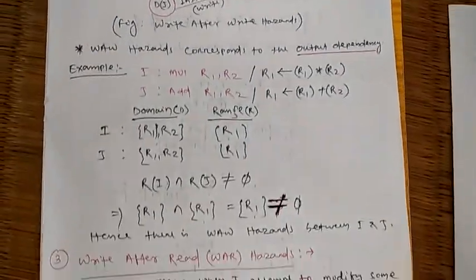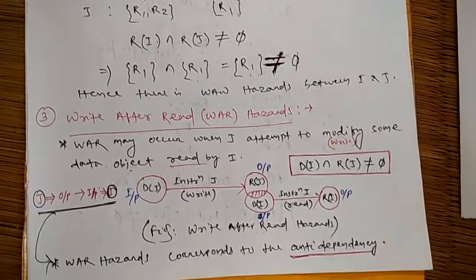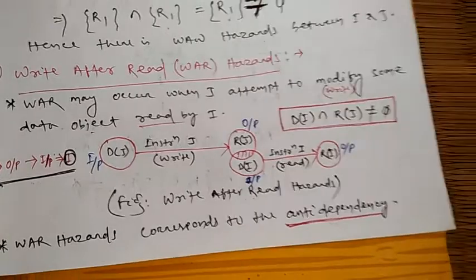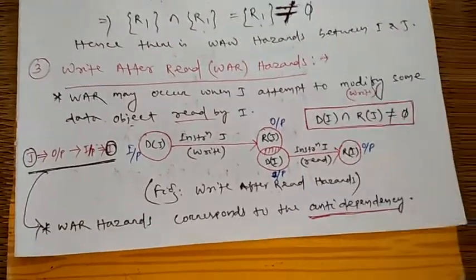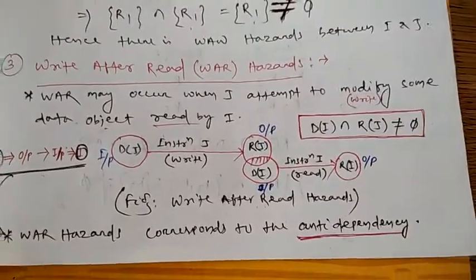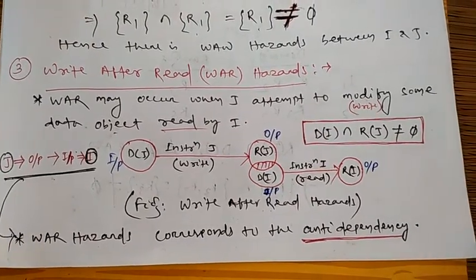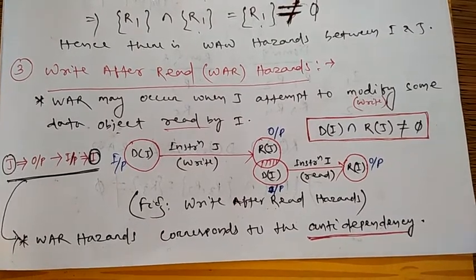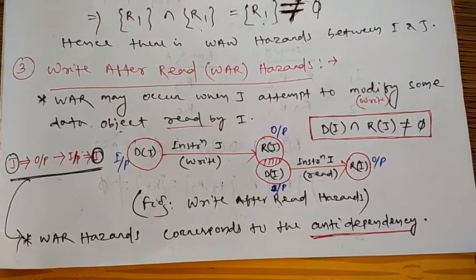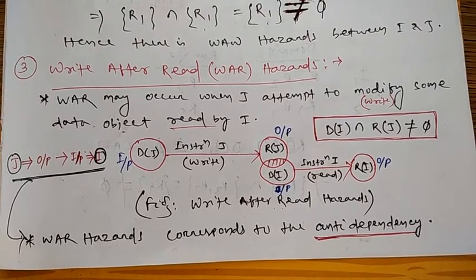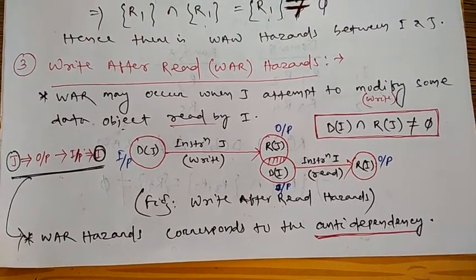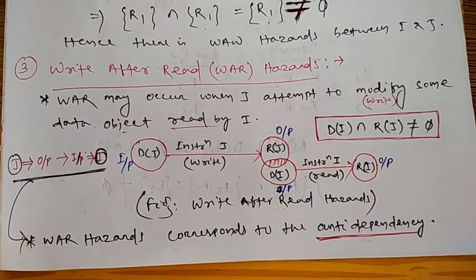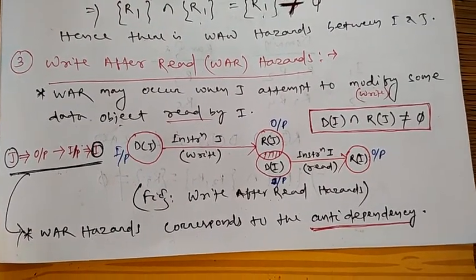So next, come to write after read hazards. So what is write after read hazard? It is just the reverse of read after write hazards. Actually, write after read hazards do not occur normally in 4 and 5 phase executions of pipeline, but there is a concept of write after read hazards. So let's go through it.